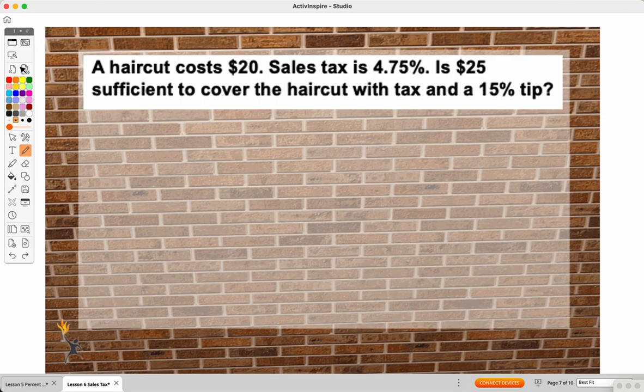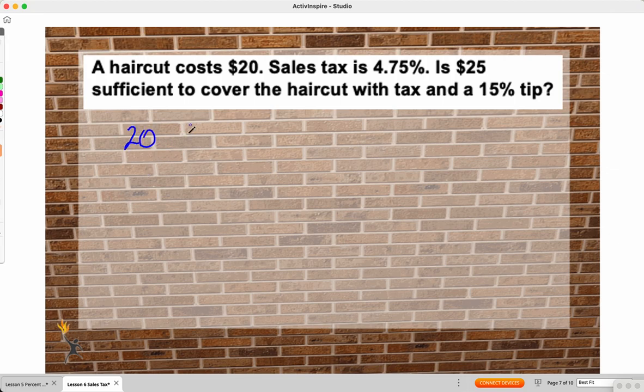So we've done problems like this before, but we haven't included tax before. So if your haircut costs you $20 and you have a sales tax of $4.75, is $25 enough money to cover tax and a 15% tip? So this one's going to take a little bit more thinking to it. We still have to pay our haircut. So we have $20. We know that's 100% of our total. We have to pay $4.75 tax, and we're choosing to tip our hairstylist 15%.